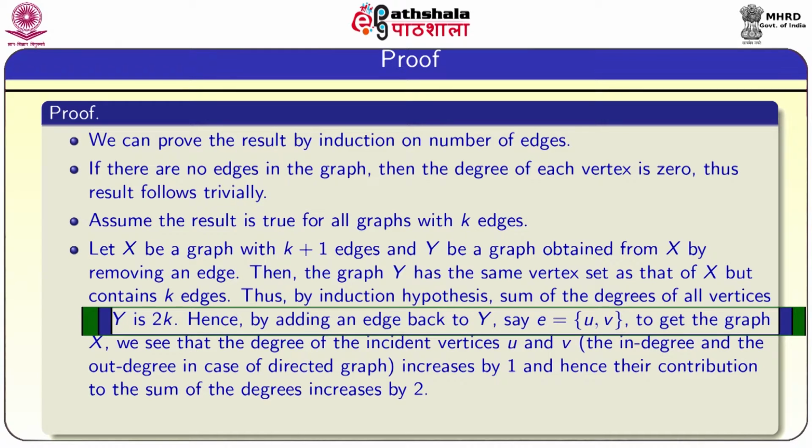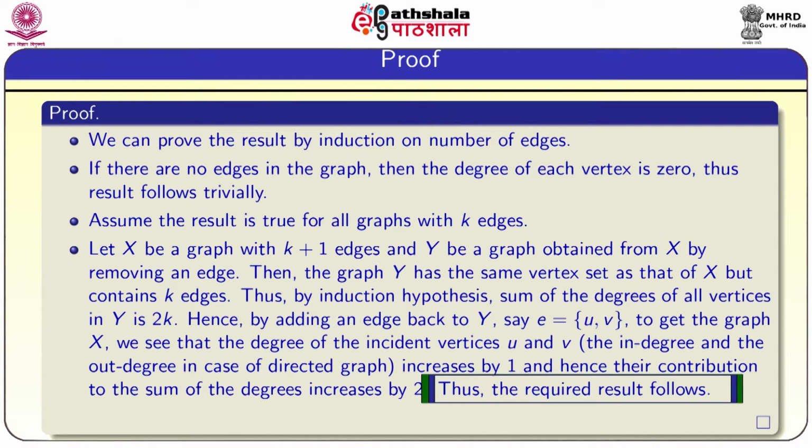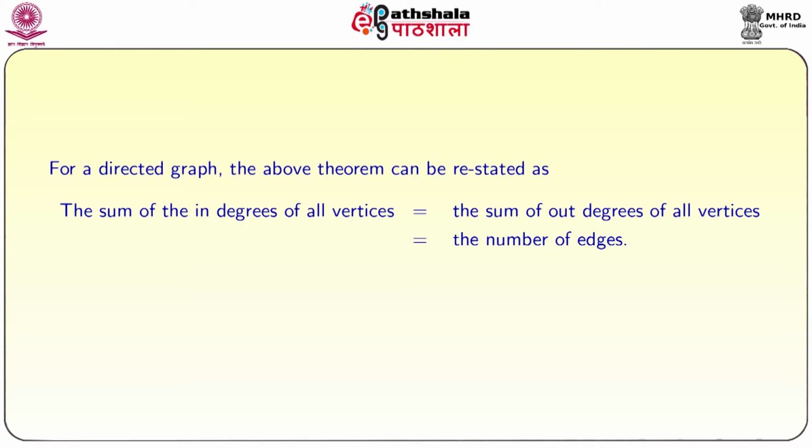Hence by adding an edge back to y, say e equal to (u, v), we will get the graph x. We see that the degree of the incident vertices u and v, the in-degree and out-degree in case of a directed graph, increased by 1. Hence their contribution to the sum of the degrees increases by 2. So we got the required result. For a directed graph, the above theorem can be restated as: the sum of in-degrees of all vertices is equal to the sum of the out-degrees of all vertices, which is equal to the number of edges.